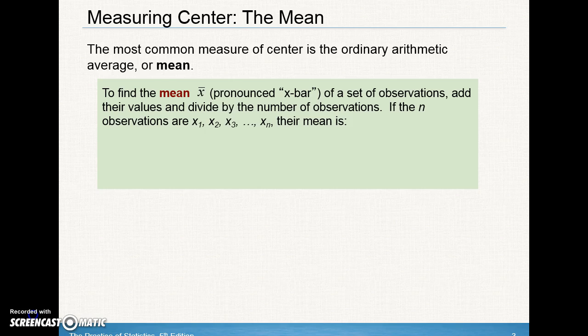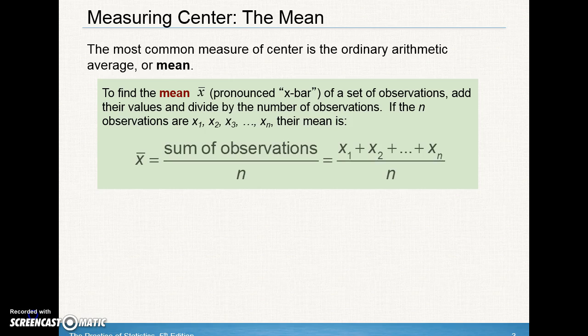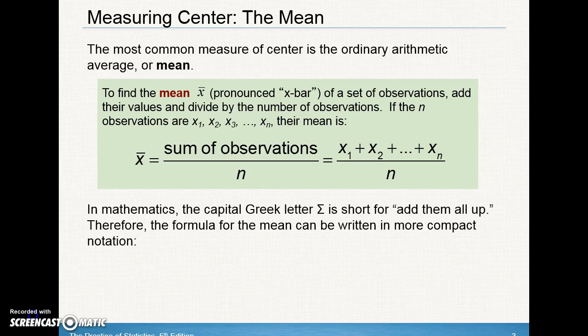We use X1, X2, and so on to represent the individual data values in our set. So here's what our formula looks like, and we can also use the sigma notation, this Greek letter sigma, which is shorthand notation for add up the numbers. So we can rewrite this formula like this. It's a little bit shorter. X bar is equal to sigma xi, meaning x1 plus x2 plus x3 and so on up to xn, divided by n, where n is the number of numbers.